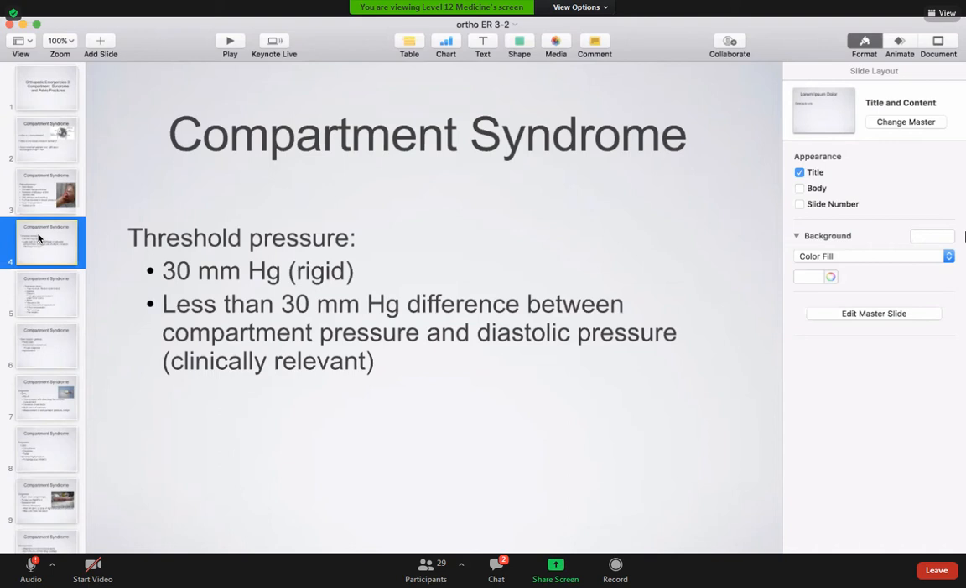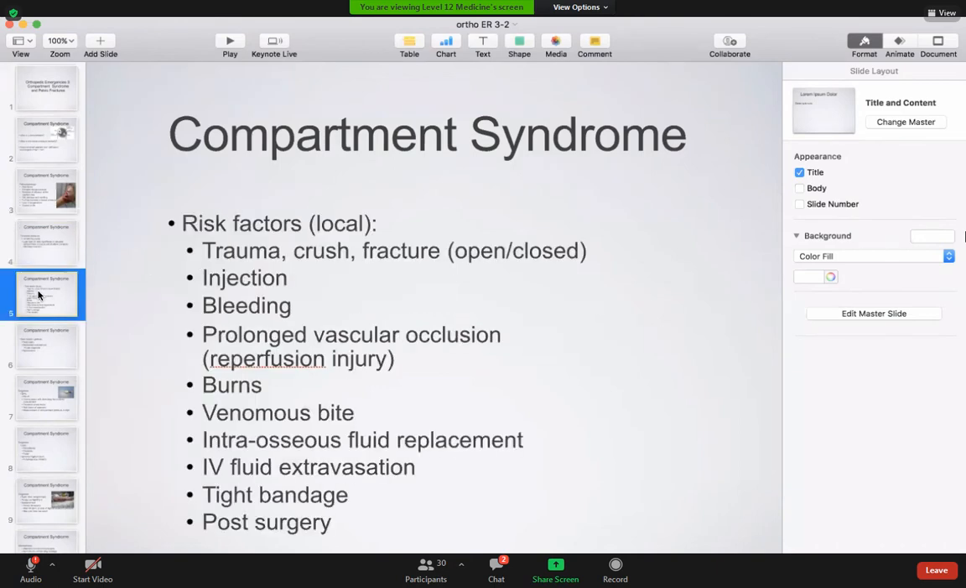So let's say you measure the intracompartmental pressure and it's 20 or 25, but the diastolic pressure is very low. Let's say it's 55 or 50. Then you have what they call the delta. You have a difference of less than 30, so that means the blood supply to the limb is not sufficient.